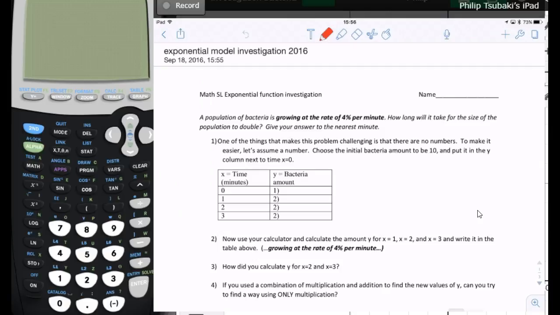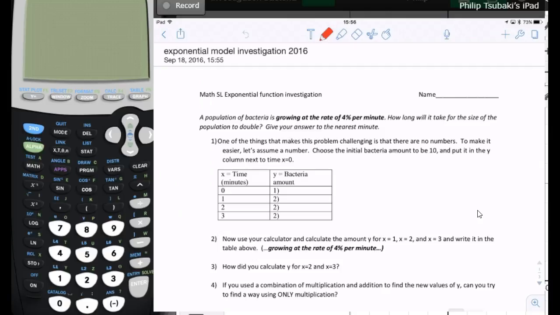It's like, how can you figure out how long it takes to grow to double the size if you don't know how much you start out with? In the end, you'll find out that the reason they don't give it to you is because for exponential functions, it doesn't matter how much you start out with. The length of time to double is always the same.